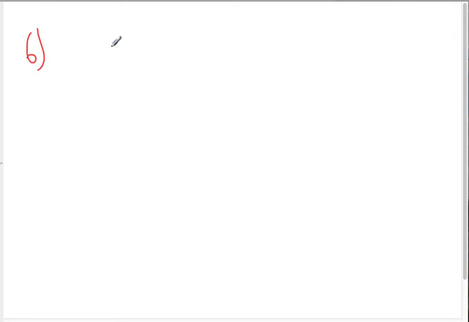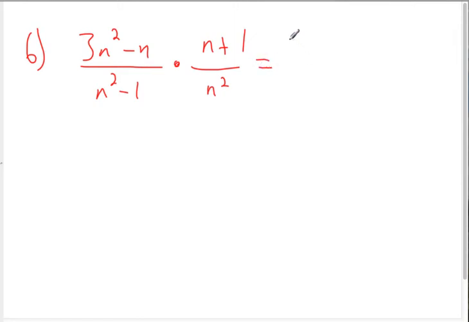All right, number 6. 3n squared minus n over n squared minus 1. Now it says divided by n squared over n plus 1, but I'm just going to go ahead and save time by flipping it right off the bat. Now again, same thing, we're going to factor and reduce, so 3n minus 1 over, this is a difference of squares, so it's n plus 1 and n minus 1.